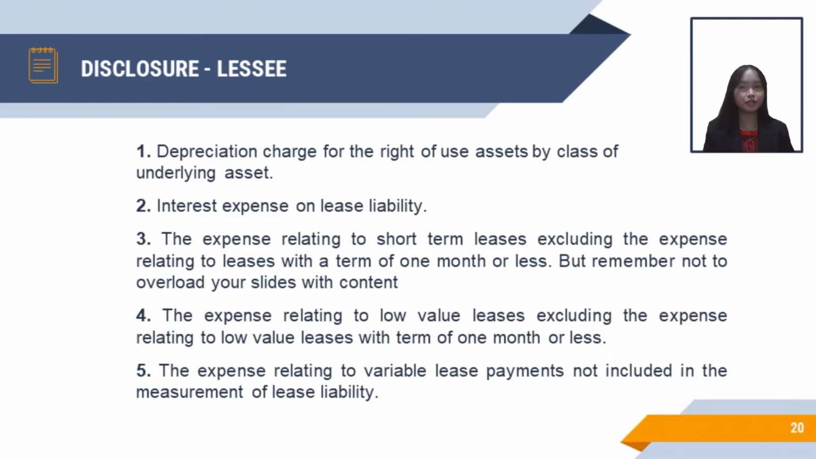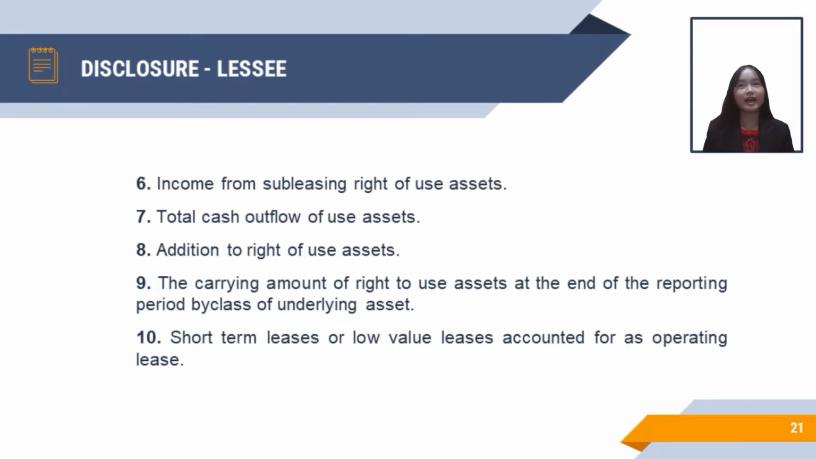A lessee shall disclose the following for the reporting period. Number 1. Depreciation charge for the right of use assets by class of underlying asset. Number 2. Interest expense on lease liability. 3. The expense relating to short-term leases excluding the expense relating to leases with a term of 1 month or less. 4. The expense relating to low-value leases excluding the expense relating to low-value leases with a term of 1 month or less. 5. The expense relating to variable lease payments not included in the measurement of lease liability. 6. Income from subleasing right of use assets.